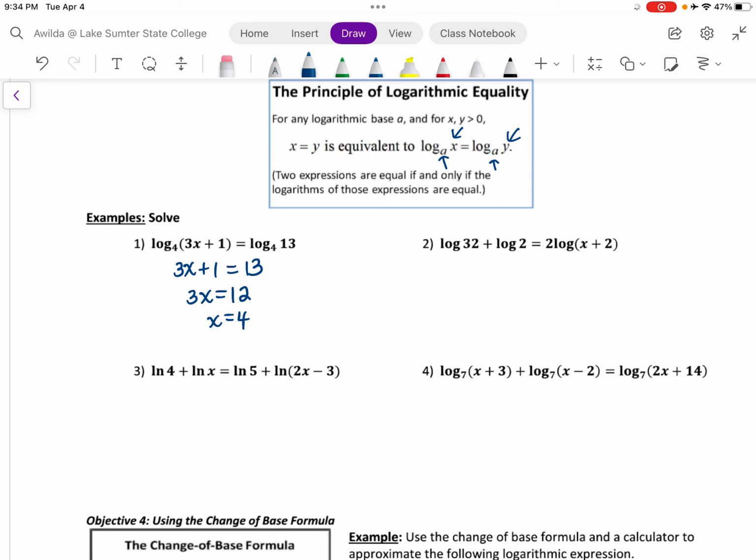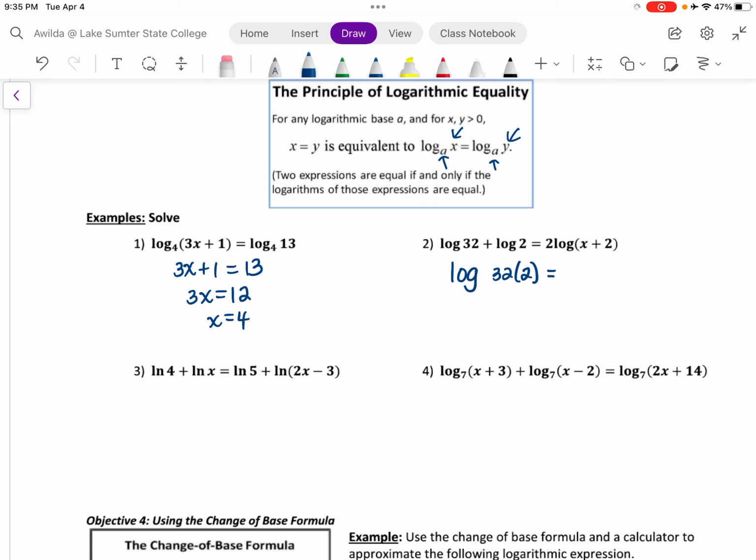Next, we have common logarithm of 32 plus common logarithm of 2 is equal to 2 times the common logarithm of x plus 2. Remember that when I'm using the phrase common logarithm, I'm referring to a logarithm with a base of 10. On the left-hand side, we're going to use the product rule to write this as the common logarithm of 32 times 2.